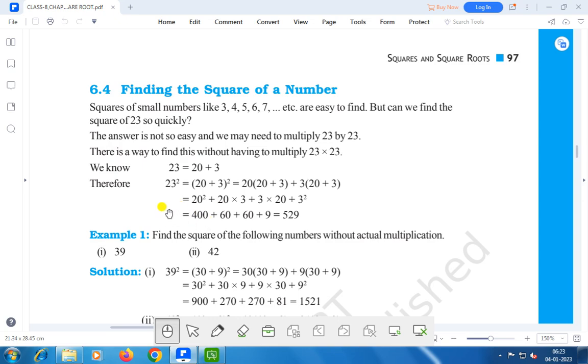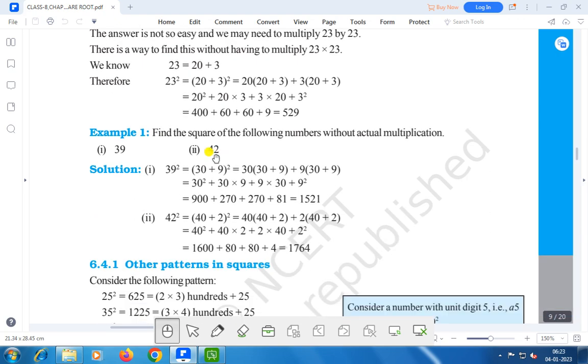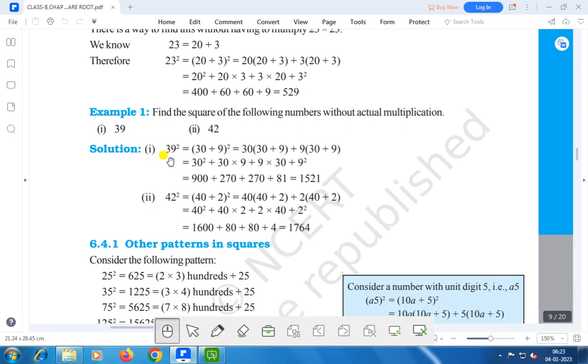Right? Or you can write in this way also. Find the square of the following numbers without actual multiplication, that is 39. 39 square can be written as 30 plus 9 whole square, or 30 into 30 plus 9 plus 9 into 30 plus 9, or 30 square plus 30 into 9 plus 9 into 30 plus 9 square, or 900 plus 270 plus 270 plus 81, that is 1521.